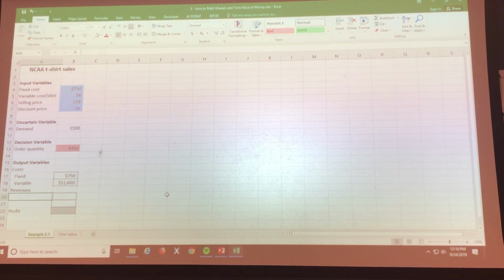So I'm going to break this down, because it will be much easier for us to put the formula in if we break this down into the full price shirts that we sell versus the discount shirts that we sell. So I'm going to break that down that way. We sell the full price shirts for what?